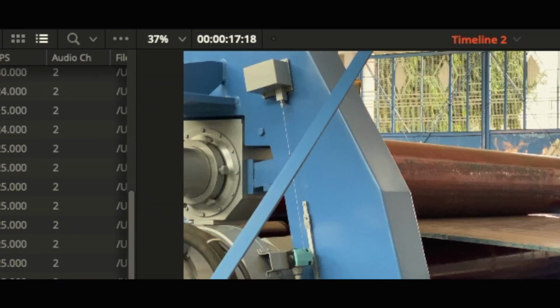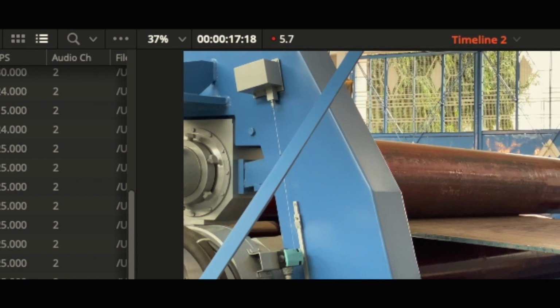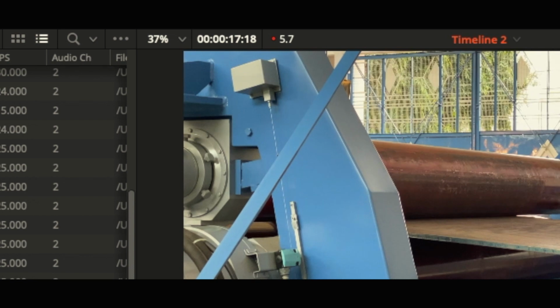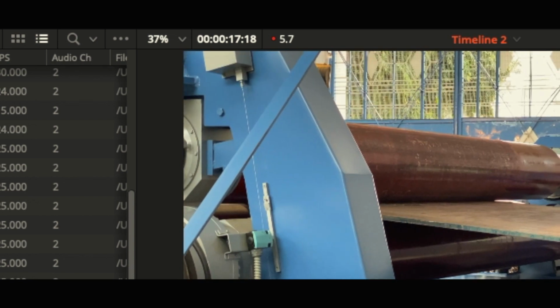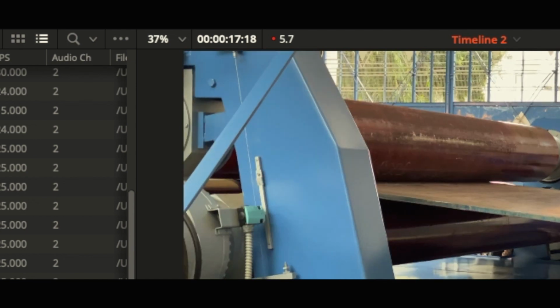But the problem started one day when I inserted a 4K footage for one of the projects. The 4K footage wouldn't play on the timeline without dropping frames. And I would have expected it to drop a few frames here and there. But imagine a 25 FPS footage was playing back to me at 4 to 5 frames a second.